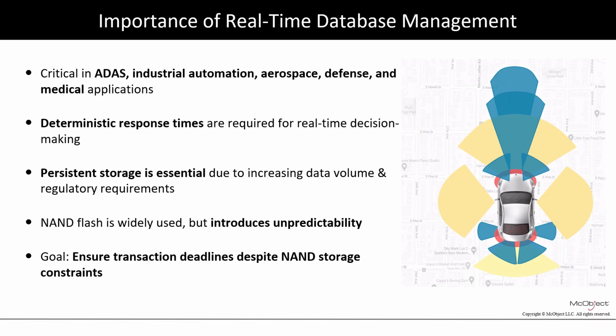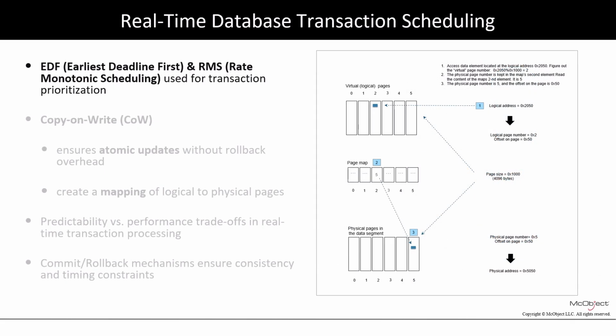But FTLs also don't know anything about database transaction deadlines, and they implement background tasks for wear leveling, bad block management, and so on that introduce unpredictability. This presentation explores how we can address these issues using a transactional flash translation layer, or TFTL. Traditional real-time scheduling algorithms, such as EDF and RMS, help prioritize transactions based on urgency. Very briefly, if a system has multiple tasks or threads that need concurrent access to the database, then a queue of transaction requests needs to be maintained and scheduled according to tasks' priorities and deadlines.